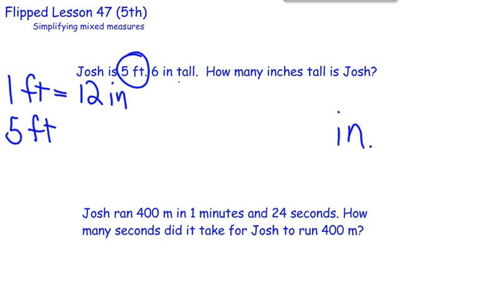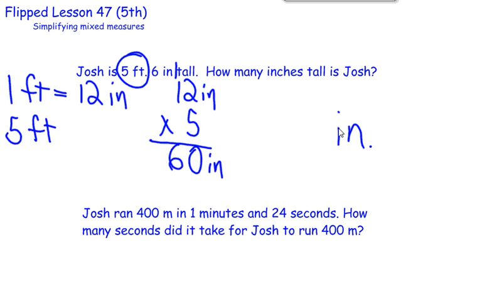To solve that, we're going to take the 12 inches for 1, and we're going to multiply by 5. Right? So there's 5 feet for 12 inches. 5 times 12 is going to end up being 60 inches. So 5 feet equals 60 inches.